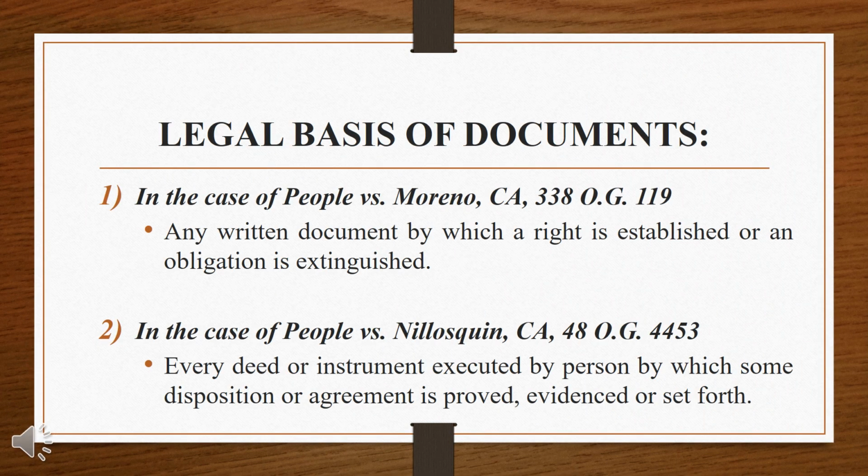Legal basis of documents. In the case of People v. Moreno, Court of Appeals, Volume 338, Official Gazette, page 119: any written document by which a right is established or an obligation is extinguished. In the case of People v. Niliskin, Court of Appeals, Volume 48, Official Gazette, page 4453: every deed or instrument executed by a person, by which some disposition or agreement is proved, evidenced, or set forth.